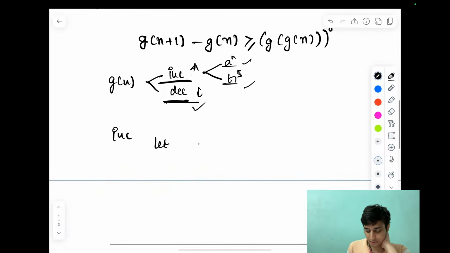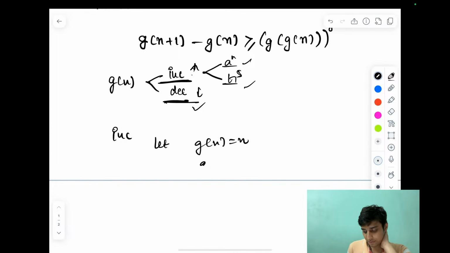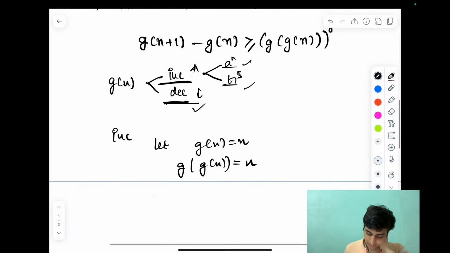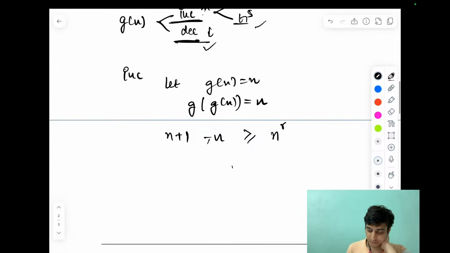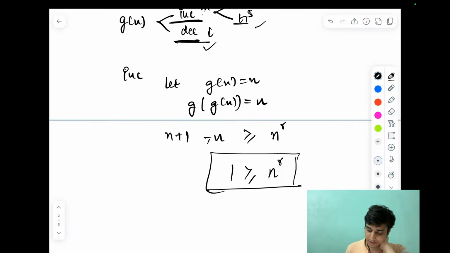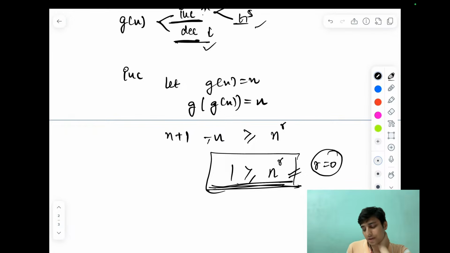Let's suppose the function g of n to be n, and g of g of n would be n. Simply, as I say, n plus 1 minus n is always greater than or equal to n to the power r. You can see this goes off. So it can never be greater from this condition. r can have the value 0, but it would never be greater than this. So we have to suppose some other kind of increasing function.